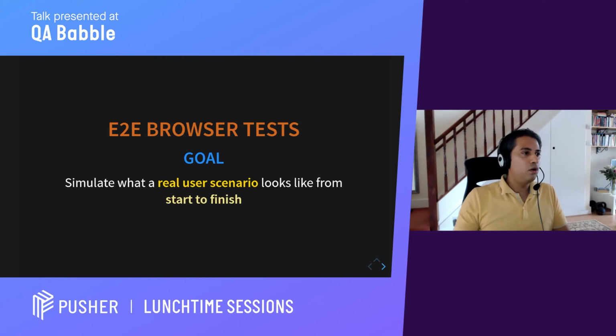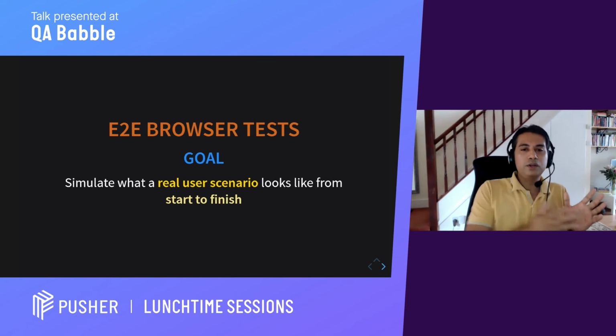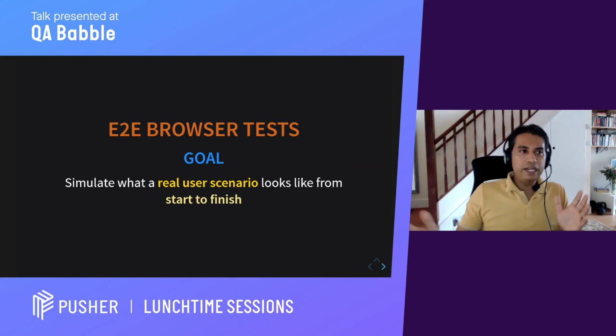So what's the goal of an end-to-end browser test? The goal is basically to simulate a real user scenario from start to finish. So basically, that means that we have to go from one state to another state and follow the entire journey and see what happens.